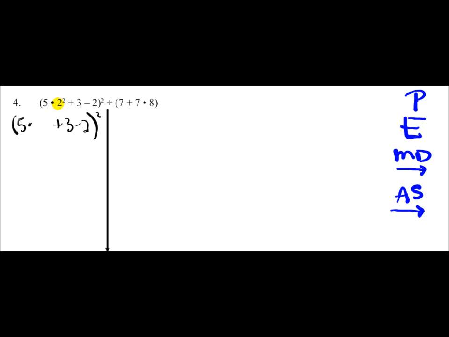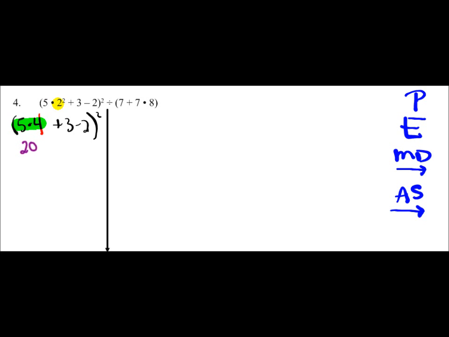And 2 to the second power comes out to be 4. So I've done my first step, the exponent inside the parentheses. Now, we're still inside that parentheses. We're looking for multiplication and division. And I see that I have some multiplication right here, 5 times 4. 5 times 4 is 20. And so I'll copy that down. We're going to have that 20.